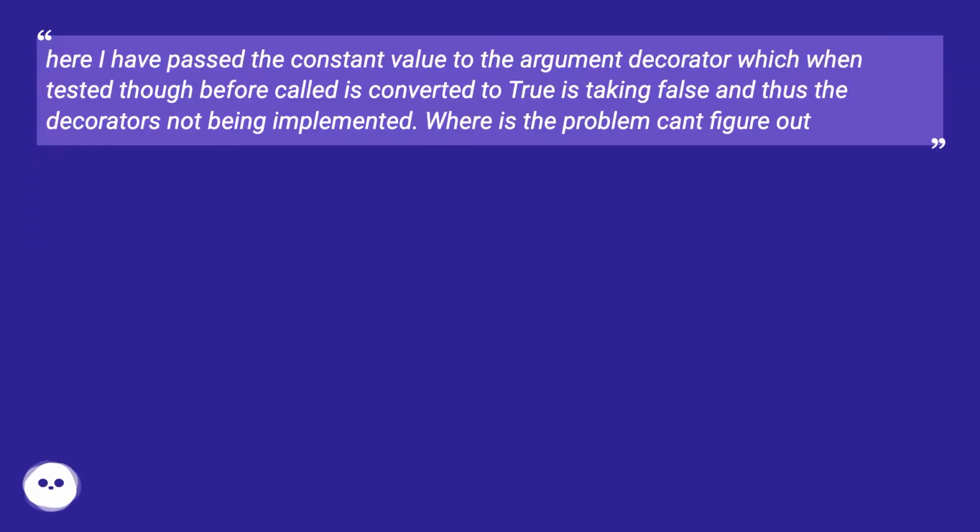Here I have passed the constant value to the decorator argument, which, when tested before being called, is converted to true, but is taking false, and thus the decorator is not being implemented. Where is the problem? I can't figure it out.